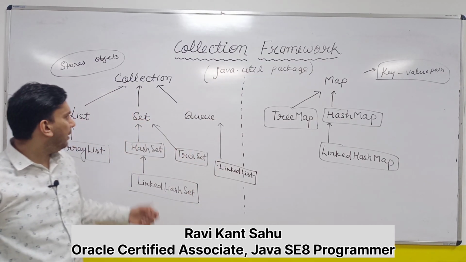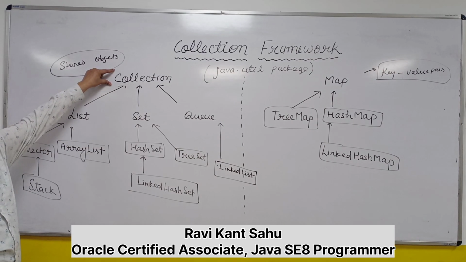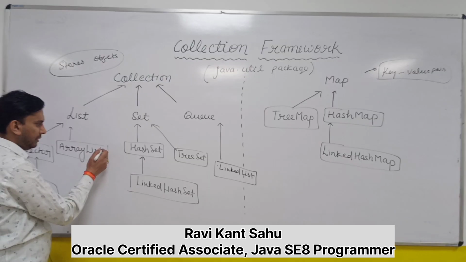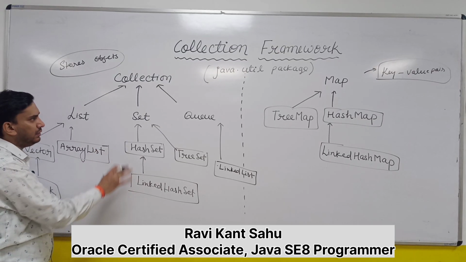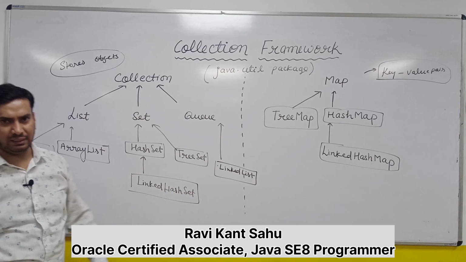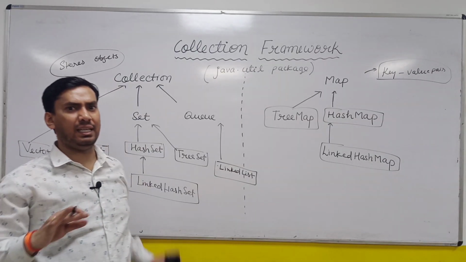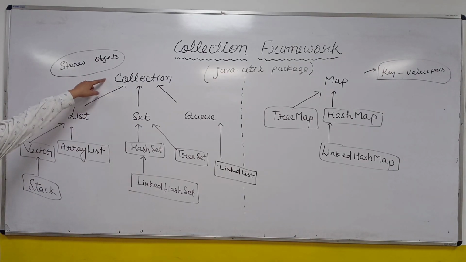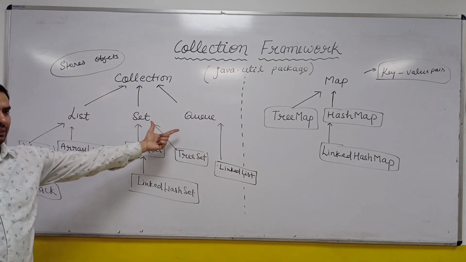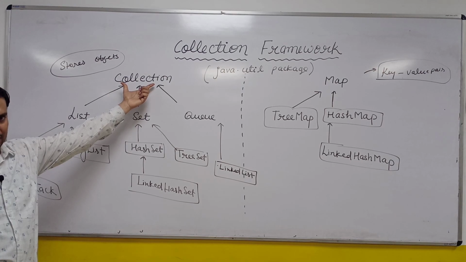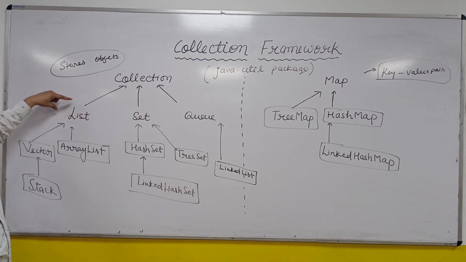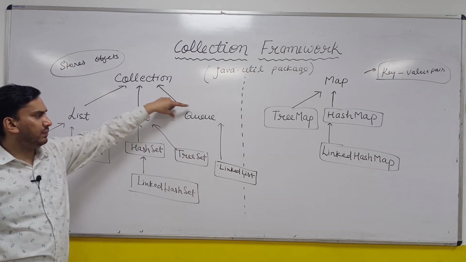Now coming to the collection. Collection is an interface. That's why all those classes are in the rectangular boxes, and the rest others are interfaces. In between there are abstract classes, I have not listed them. So collection is an interface. It has three sub interfaces. You can say collection is a grandparent, and it has three children. One is list, second is set, and third is queue.